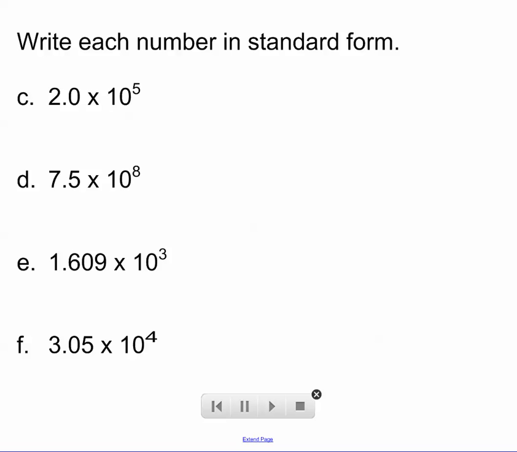So what we have here is we've got 4 numbers. They're all written in scientific notation. We're going to write them in standard form. Standard form is the form you're used to. So 2.0 times 10 to the 5th. So that's like 2 times 10 times 10 times 10 times 10 times 10.